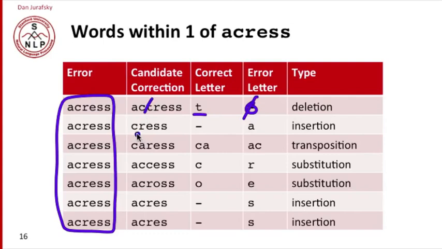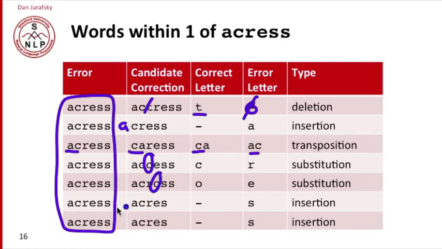Here, the proposed candidate is the word cress, the kind of vegetable. So here, to turn cress into acress, we have to insert an A. So here we had a deletion, here we had an insertion. How about caress? To turn caress into acress, we turn a CA into the AC. So we have a transposition of CA and AC. The word could have been access. Here we have a substitution. This C turned into an R. Or another substitution, the word could have been across and the O turned into an E.